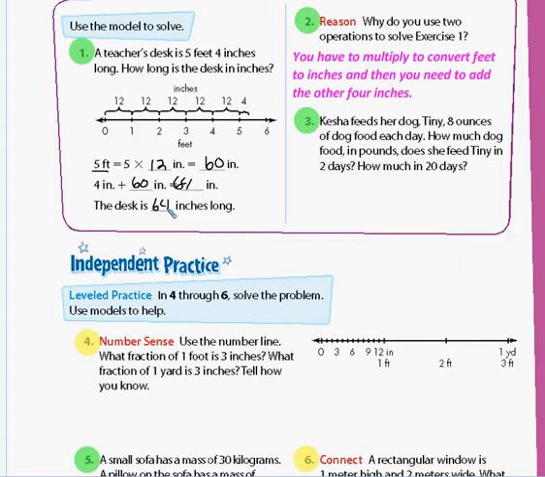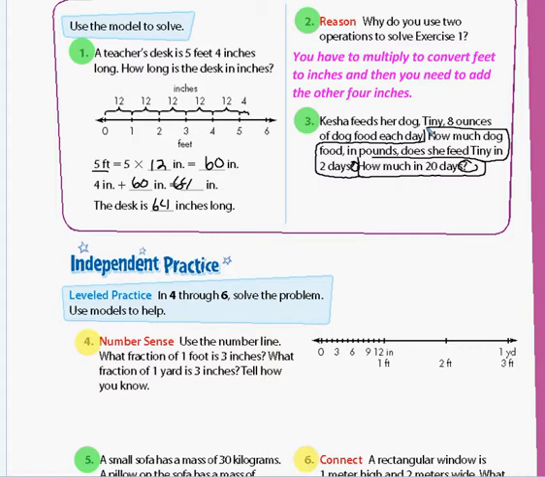Problem number 3. Keisha feeds her dog Tiny 8 ounces of dog food each day. How much dog food in pounds does she feed Tiny in 2 days, and how much in 20 days? We have 2 question marks, we have two answers. I'll box in the last one right there, and then box in the first one. So it's how much dog food in pounds does she feed Tiny in 2 days?